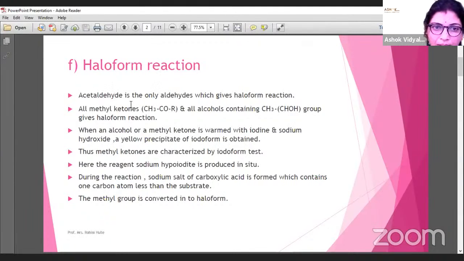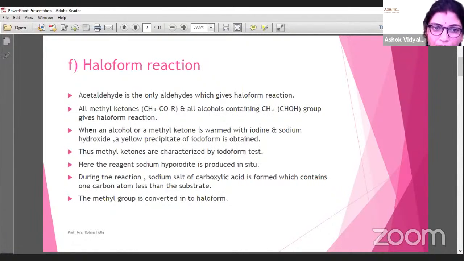See, acetaldehyde is the only aldehyde which gives the haloform reaction. All methyl ketones, means this methyl and this ketone group, and all alcohols containing the CH3CHOH group give the haloform reaction. Means for students, only acetaldehyde and methyl ketones give the haloform reaction.